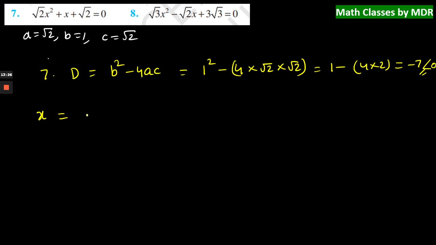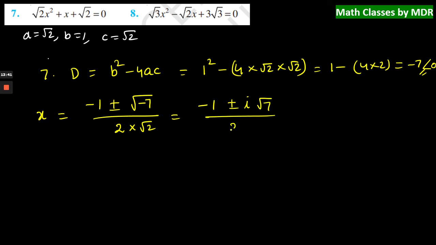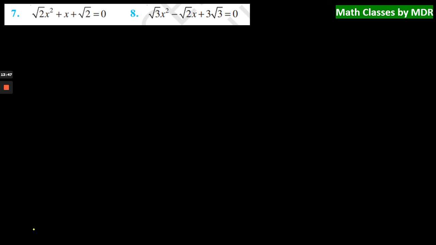Let's try to find out the imaginary roots. That is minus 1 plus or minus root of b squared minus 4ac, which is root minus 7, by 2 into root 2. Therefore, minus 1 plus or minus i root 7 by 2 root 2 is the required answer. Now let's see the eighth one.